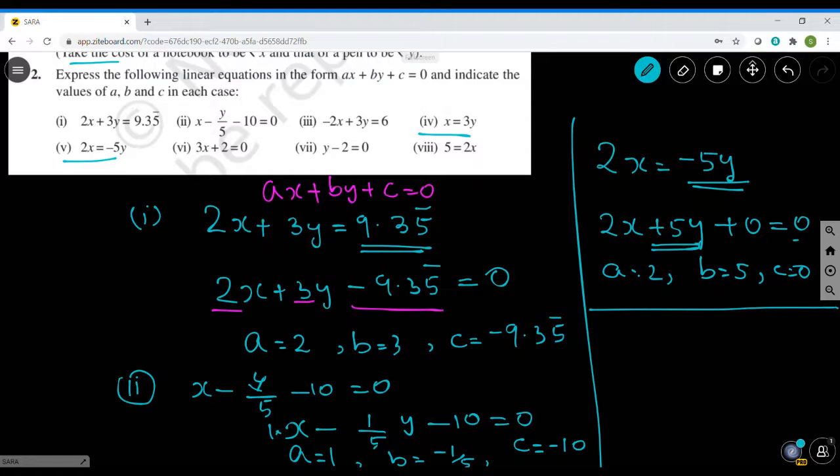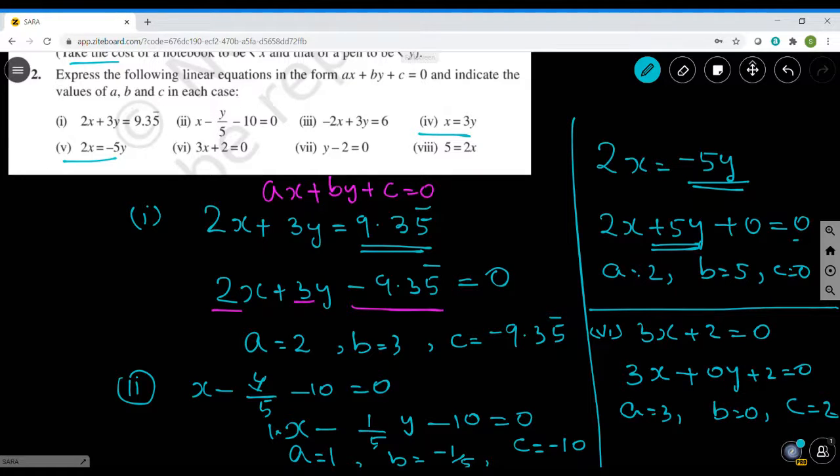Then the sixth problem: 3x plus 2 equal to 0. You can see there is no y term. So don't worry: if there is no y term, we can have 3x plus 0y plus 2 equal to 0. Now we got a is equal to 3, b equal to 0 and c equal to 2.